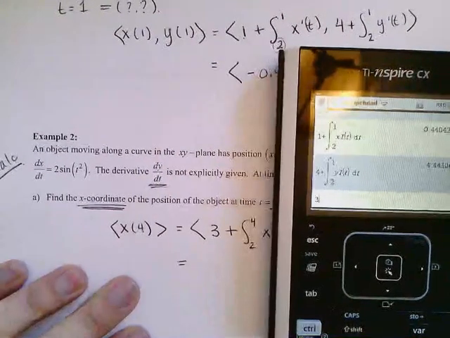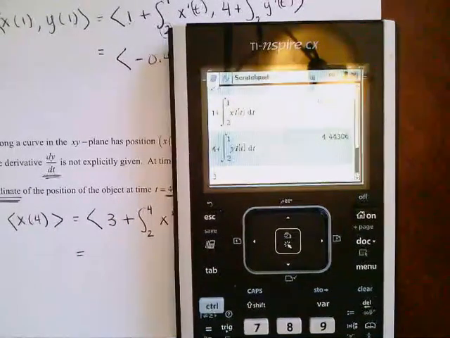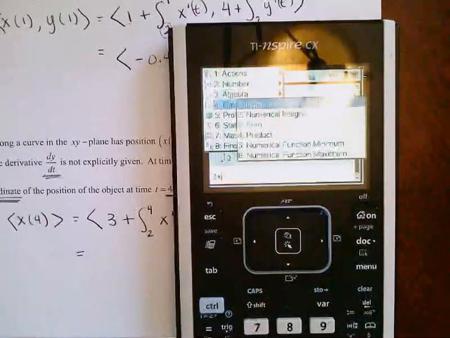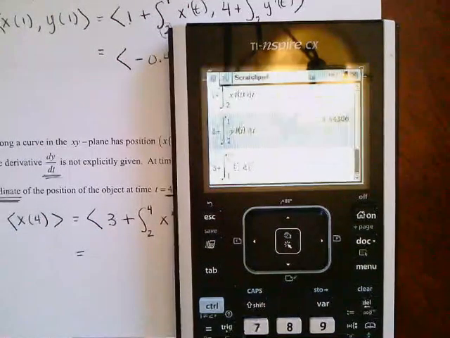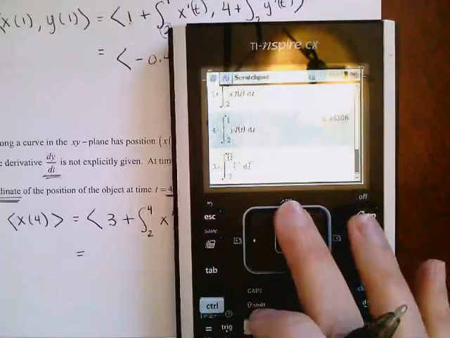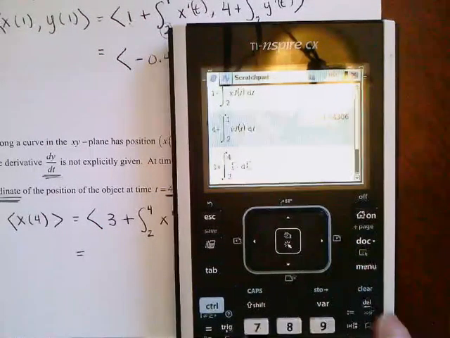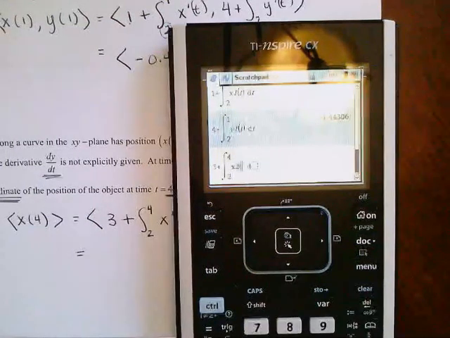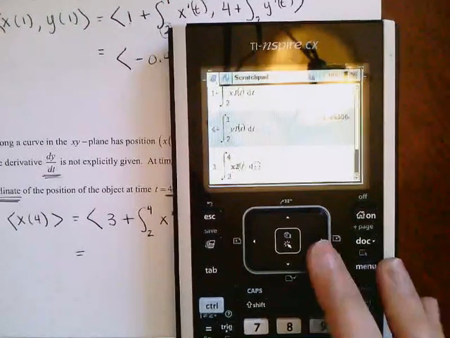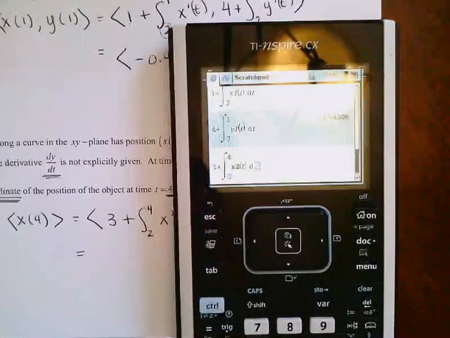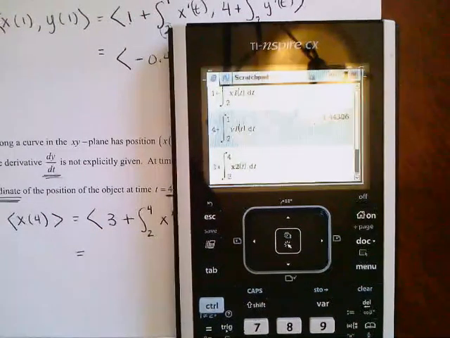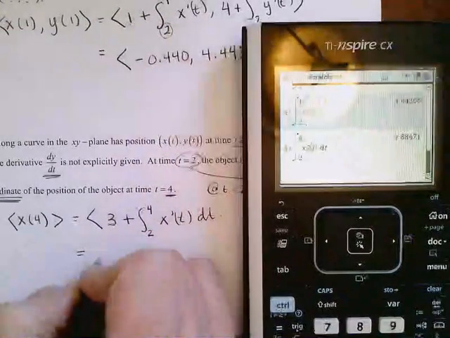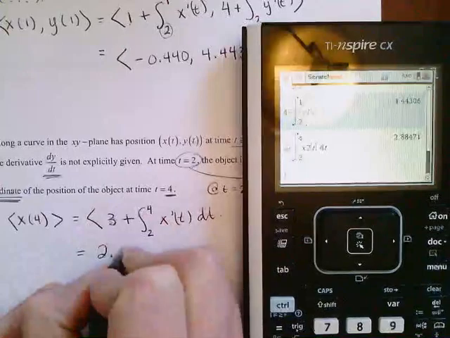So here we have 3 plus the integral from 2 to 4 of my vars. This time I want to go to x2, okay, of t. So that's why it's a good idea to kind of erase everything from problem to problem just so that you don't mess up. But if you're good with it, then don't worry about it, if you can keep up with all the different numbers for your functions.